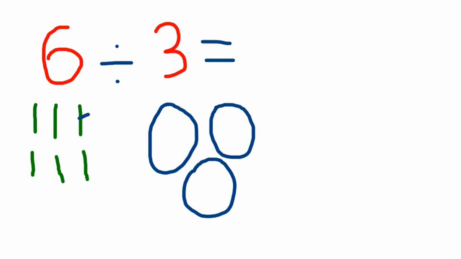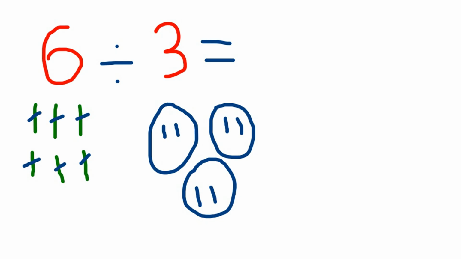We move the first line into the first circle, the second line into the second circle, the third line into the third circle. Now let's keep going. The fourth line goes into the first circle. The fifth line goes into the second circle. And the sixth line goes into the third circle.